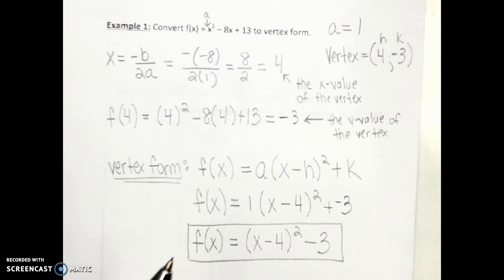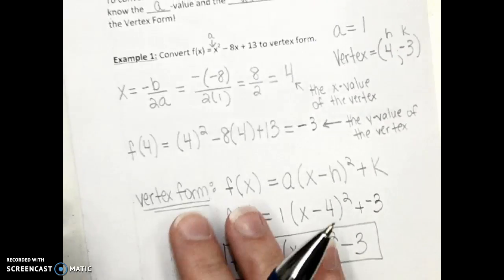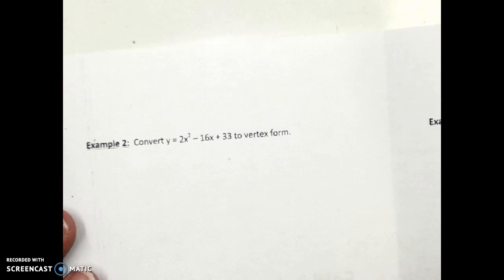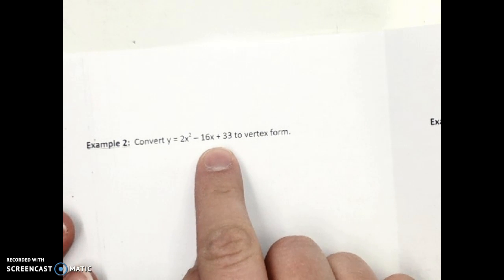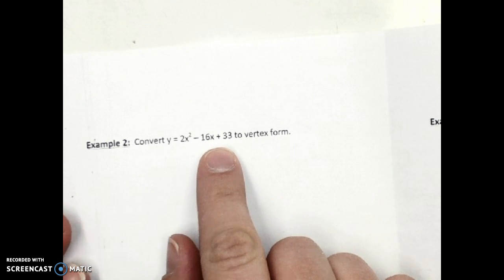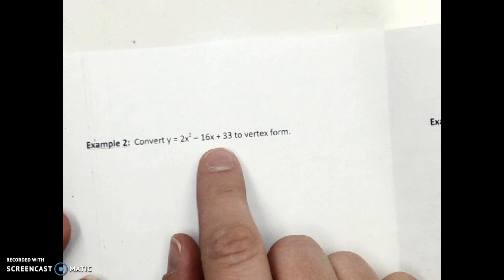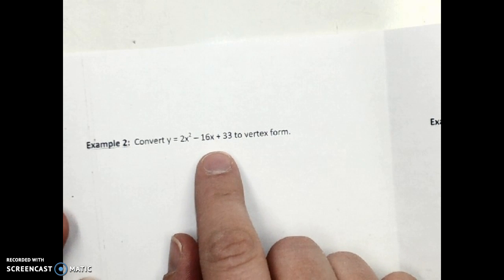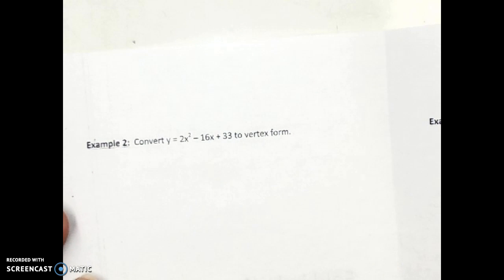All right, so let's look at number 2. Number 2 tells me that I need to convert this equation, 2x squared minus 16x plus 33, to vertex form. Here's what you could do. You could pause this video, try to do this yourself, and then check to see if you have the right answer.